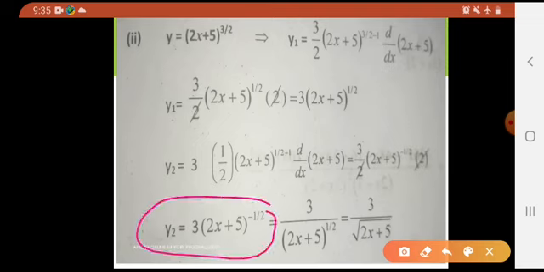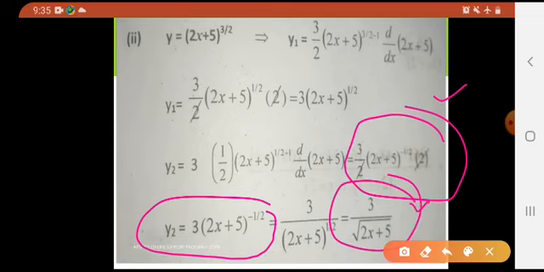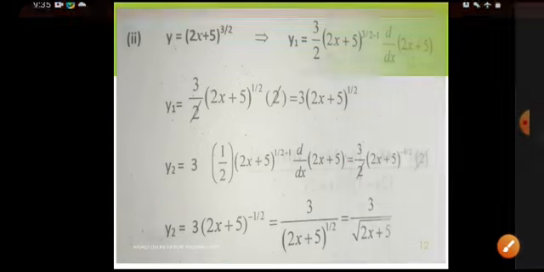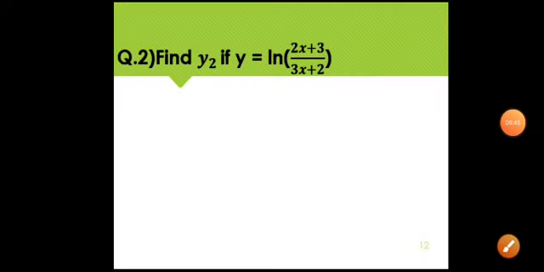ये ठीक है जी. Simplification के बाद this is your required answer. So the questions are very simple. Question number 1 is done.